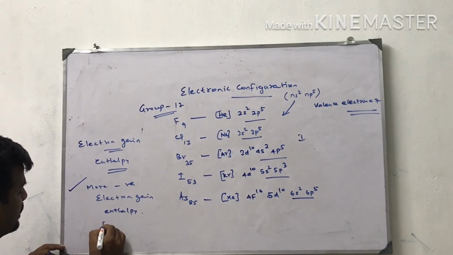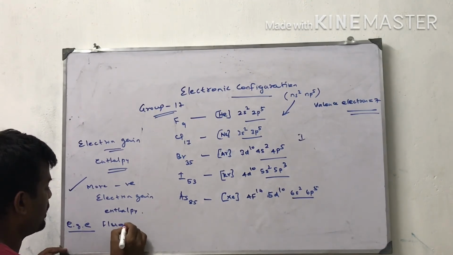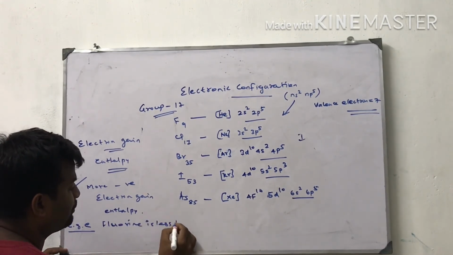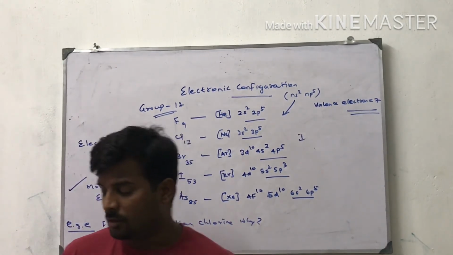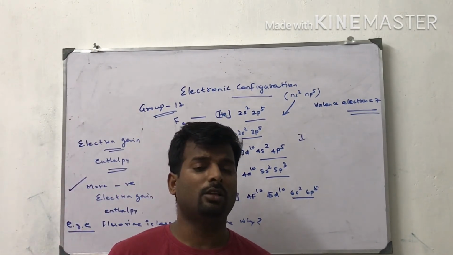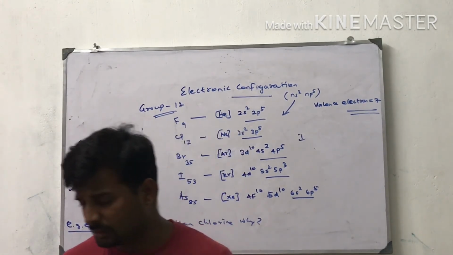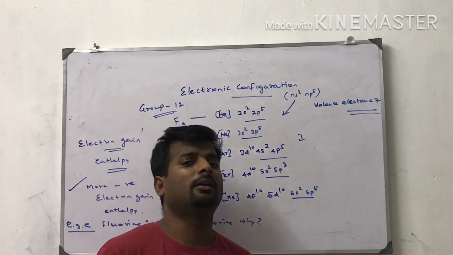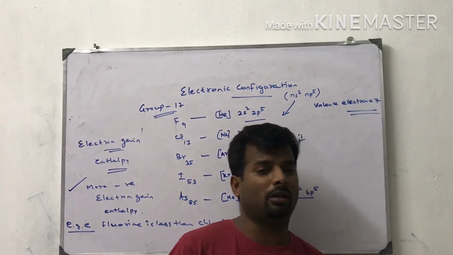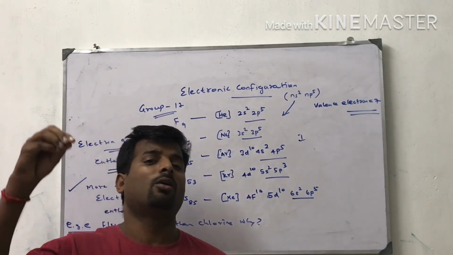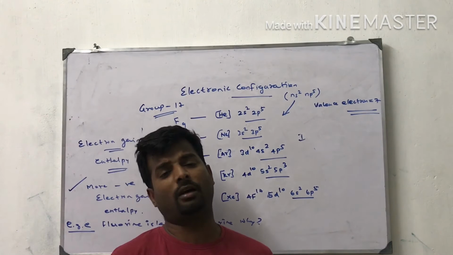One more thing, electron gain enthalpy of fluorine. The electron gain enthalpy of fluorine is less than chlorine. Why? This is one question. The electron gain enthalpy of fluorine is less than chlorine because fluorine is very small in size and the interelectronic repulsion is maximum in the 2p orbital of fluorine. Therefore, it is very difficult to add one more electron in the outermost shell of fluorine.